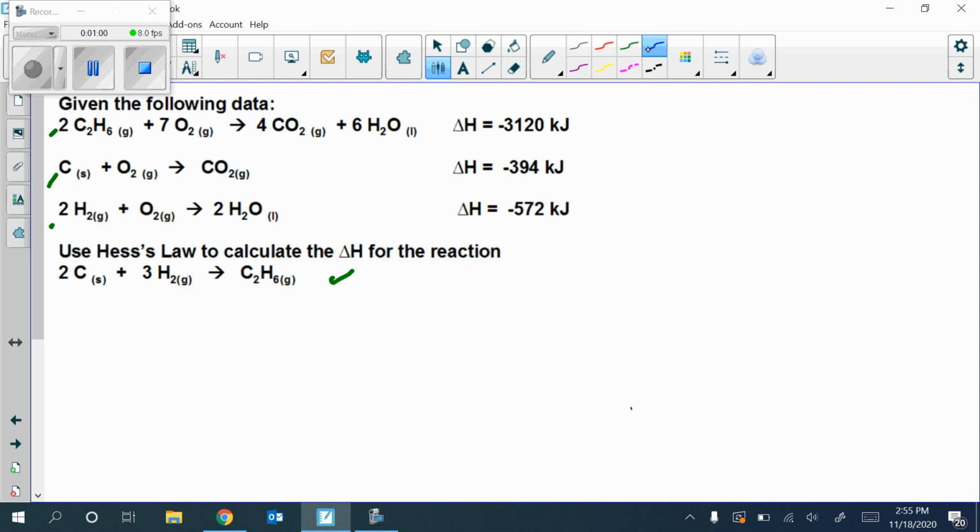So we want to make sure that we start at the beginning and that everything is in the forward reaction. We have a synthesis reaction here, and when we are done, we want a synthesis reaction. If we had it in the opposite direction, then we would just change the sign.